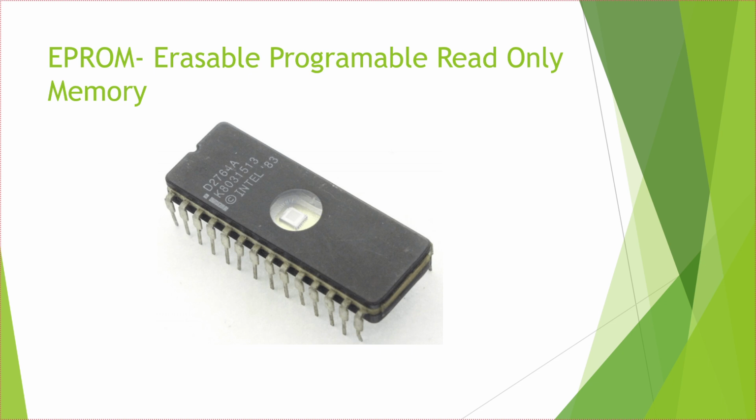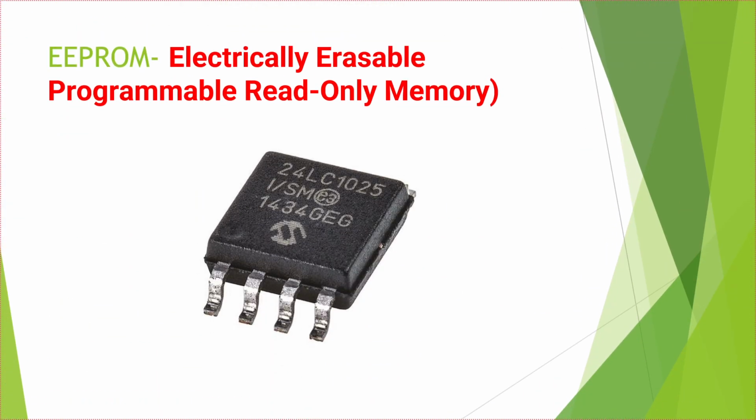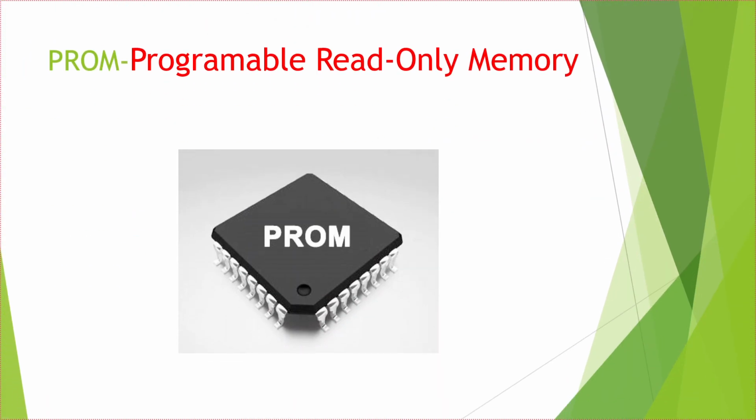EPROM. These are the types of ROM. We have got EPROM, which stands for erasable programmable read-only memory. Another type of ROM is EEPROM, which is electrically erasable programmable read-only memory. The last one is the programmable read-only memory, which also keeps information permanently. The information there is programmable. You can program it. We'll talk more about how it works.